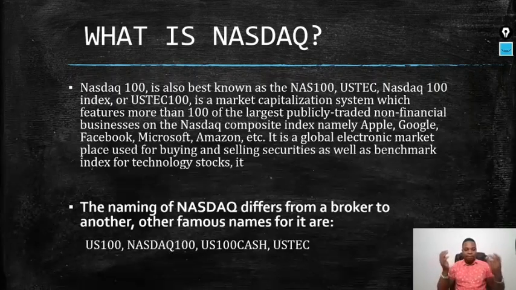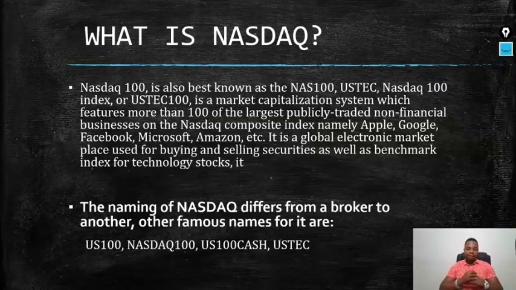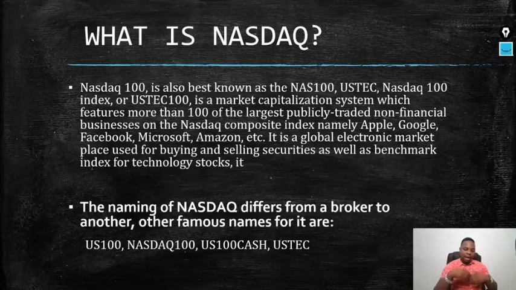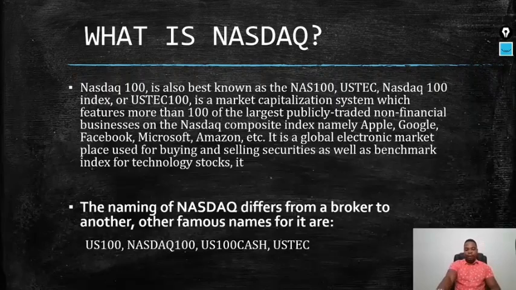Here it says the naming of NASDAQ differs from one broker to another, and these are the other famous names thereof, which are the US 100, the NASDAQ 100, the US Cash, and the US Tech.